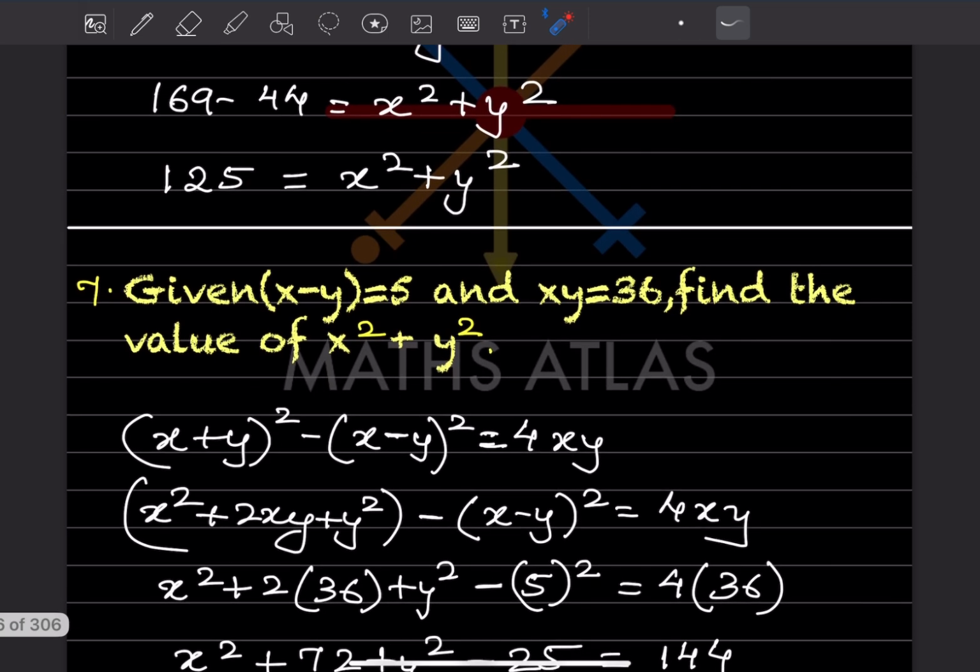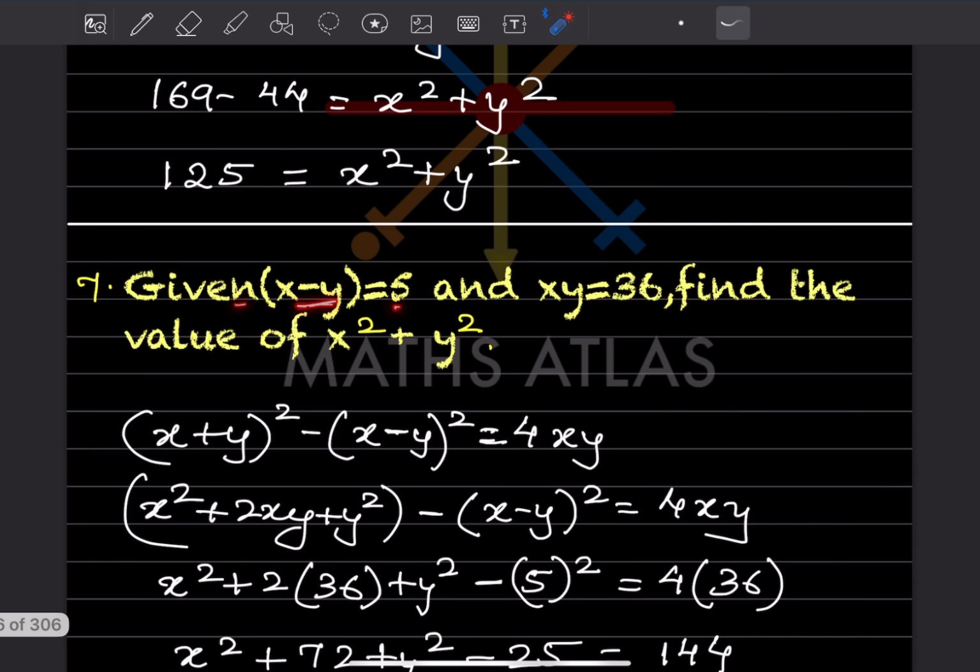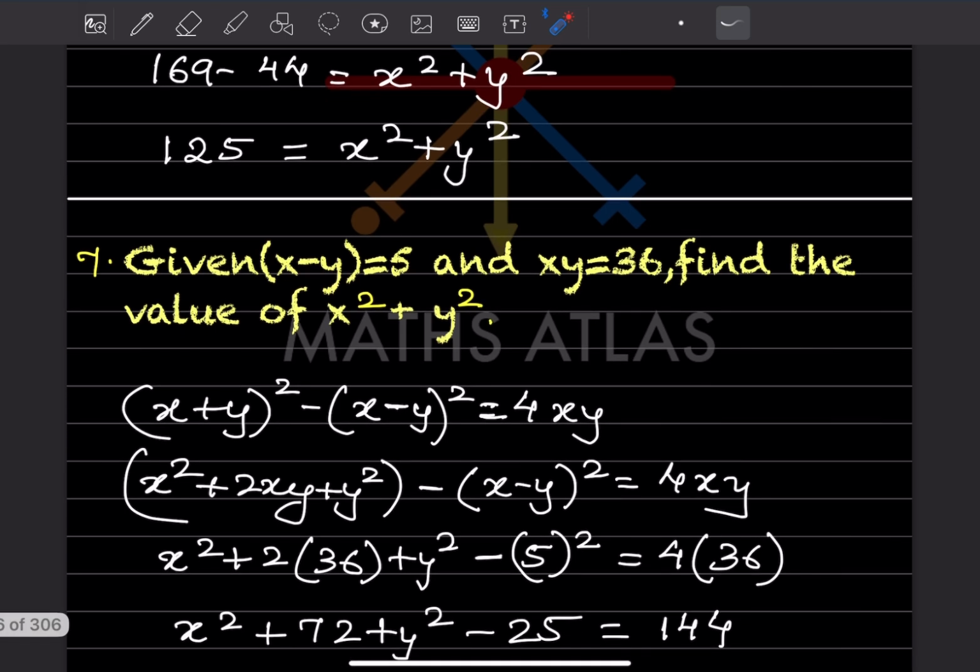Now here they have given x minus y is equal to 5 and xy is equal to 36. Find the value of x square plus y square. All is the same, only the value of x minus y is given, whereas earlier x plus y was given. So in this case, because x minus y is given, we have to change the formula.